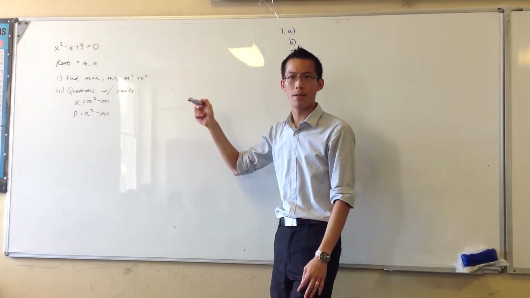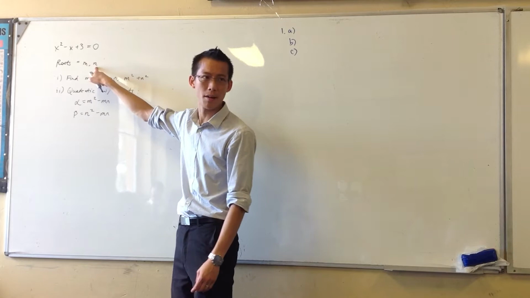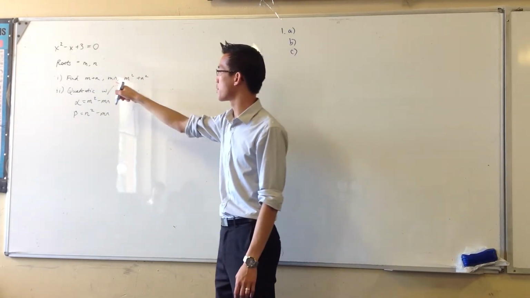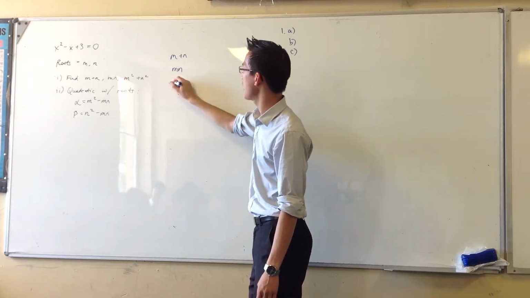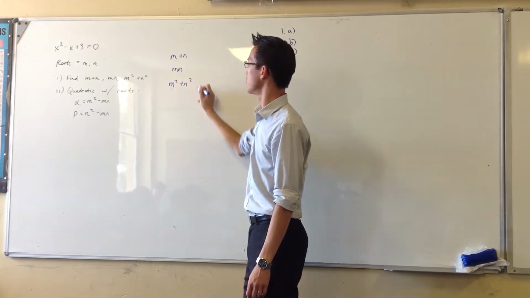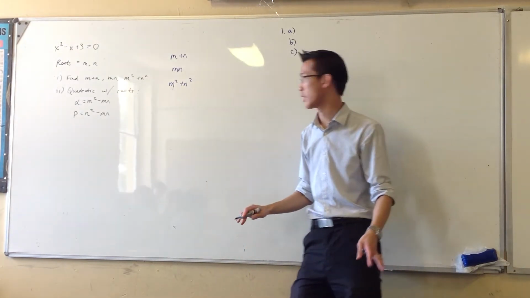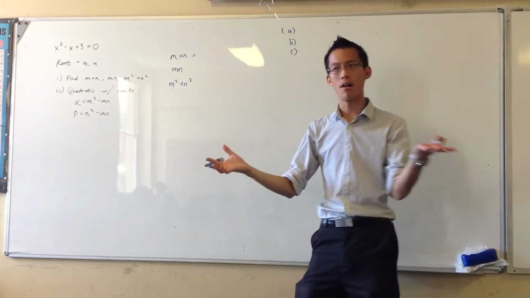Let's do part 1 together. Okay? Usually we call this alpha and beta, but it's all the same, it's just slightly different labels. Okay? So when we're working out m plus n, mn, and m squared plus n squared, all you need is your sum and product of roots. Okay, that's what we're doing here. Yeah. So let's start with the sum. The sum of the 2 roots.